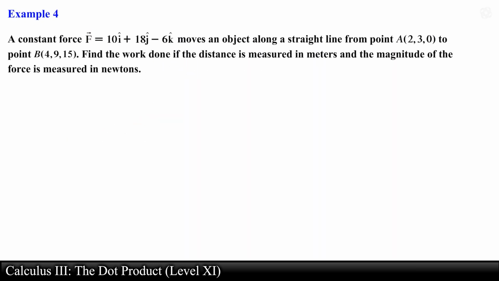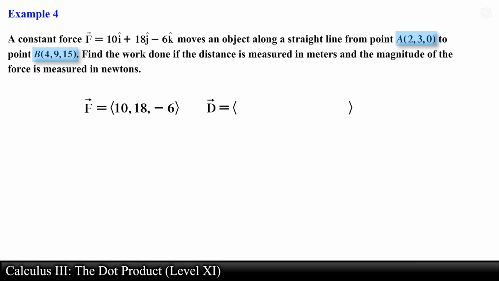A constant force, F, moves an object along a straight line from point A to point B. Find the work done if the distance is measured in meters and the magnitude of the force is measured in newtons. Alright, in this problem, we're given the force in component form, and we're given the initial and final point of the displacement vector. We are asked to find the work done to move the object from point A to point B.